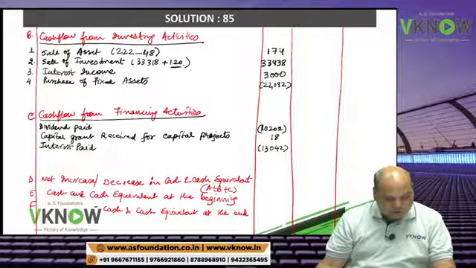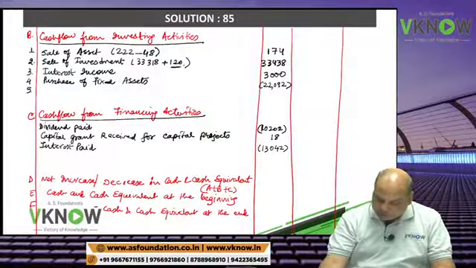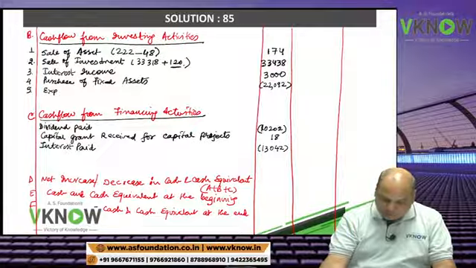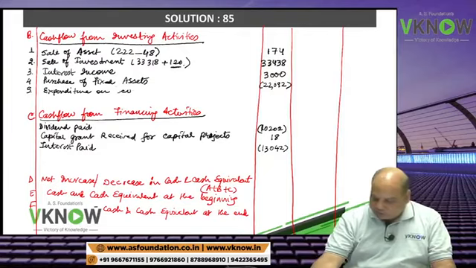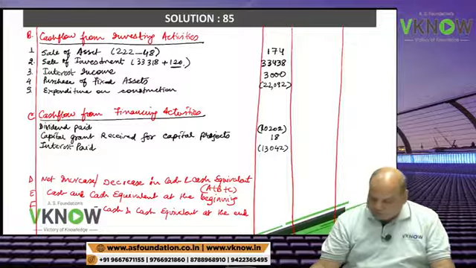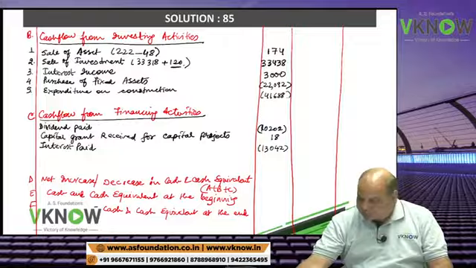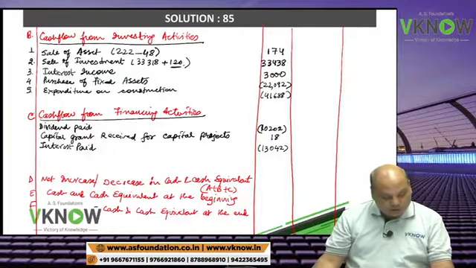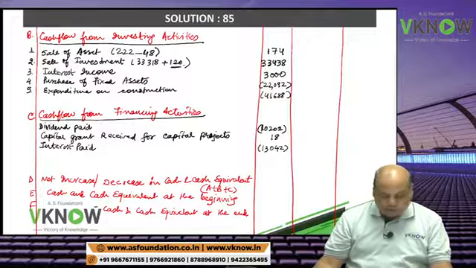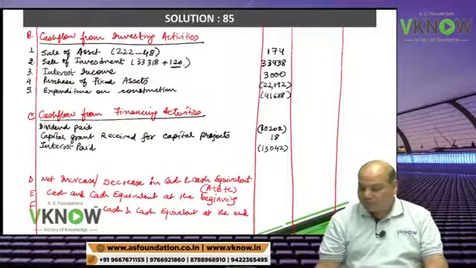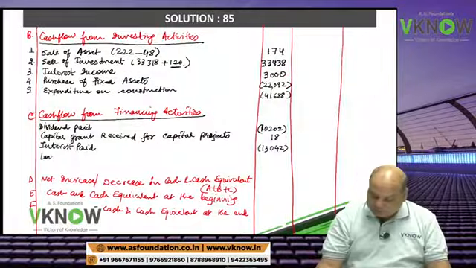Point number 13, expenditure on construction work. Again investing activity. Expenditure on construction in bracket 41688. Grant received for capital project, already done. Long term borrowing from bank, point 15. Financing activity.